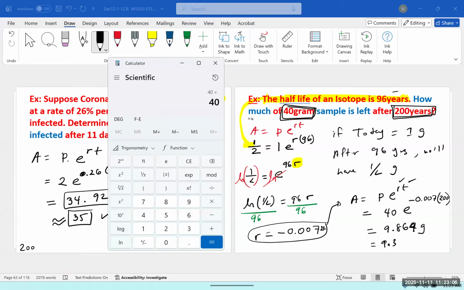40 times e to the power, and you're multiplying a few things, negative 0.00722 times 200, closing the parentheses, 9.439. So yes, they don't want us to round. The more you round, the more you get rounding error.